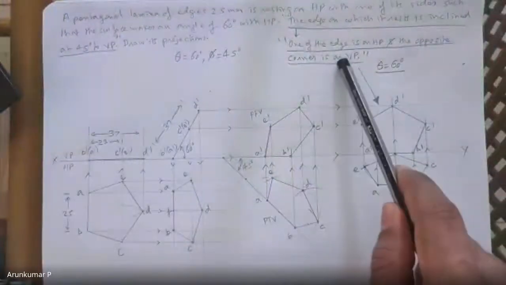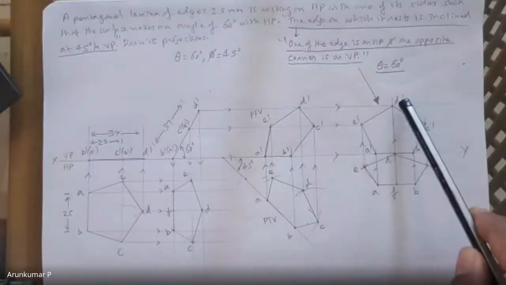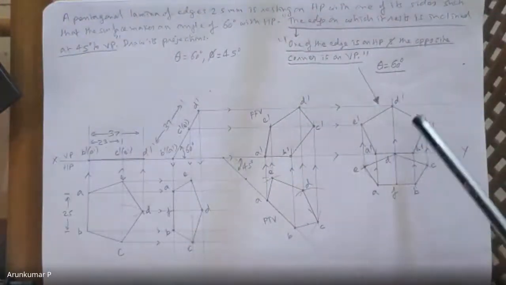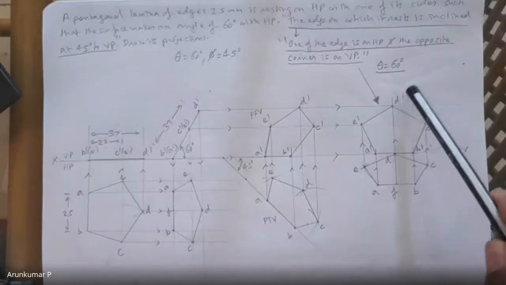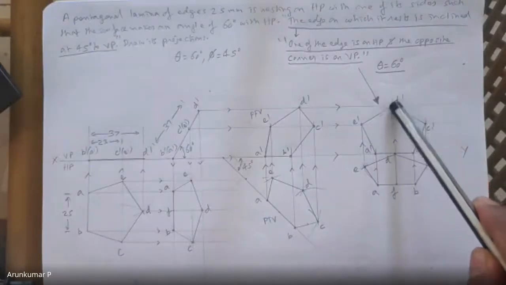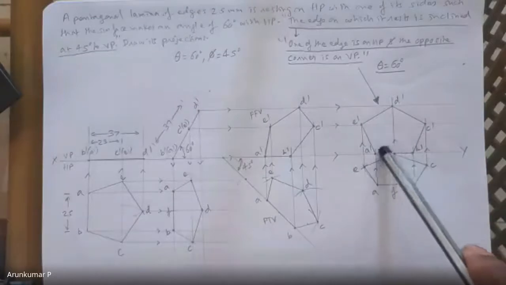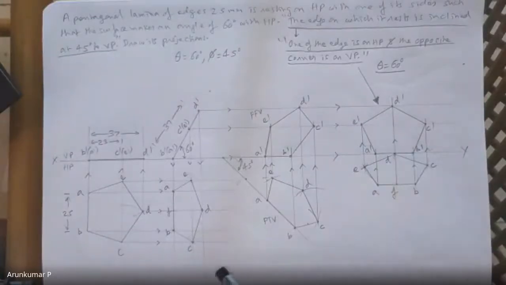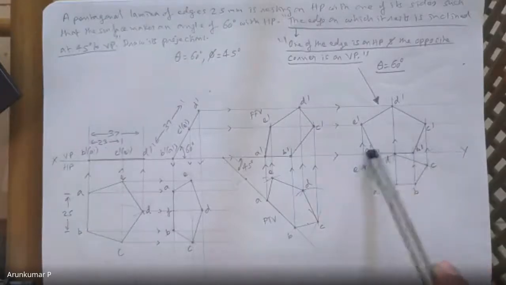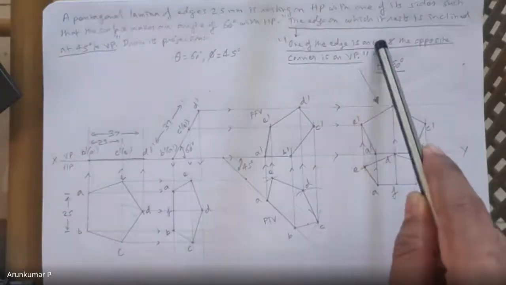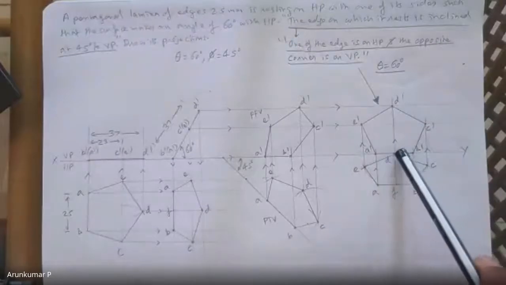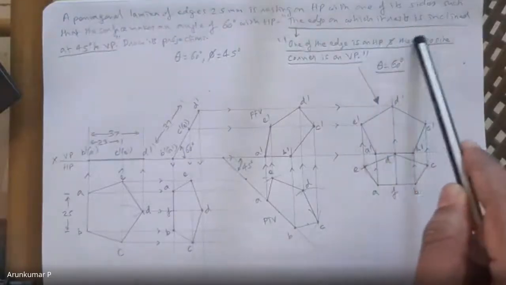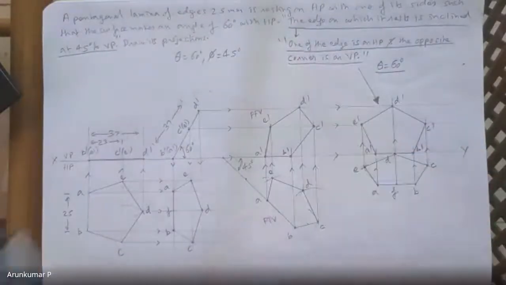The opposite corner, that is D, is on VP. We know that any point or any corner that is on VP, where is its top view? On XY line. So is D the top view on XY line? Yes. So A dash B dash is on XY line, indicating that the edge is on HP. D is on XY line, indicating that the corner is on VP. This is the correct solution.